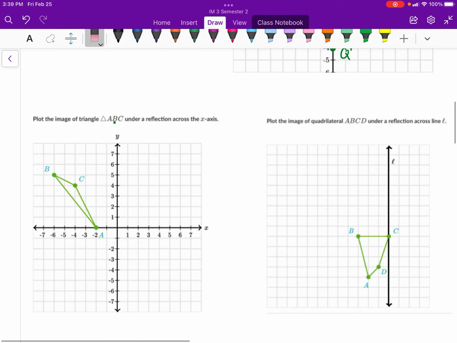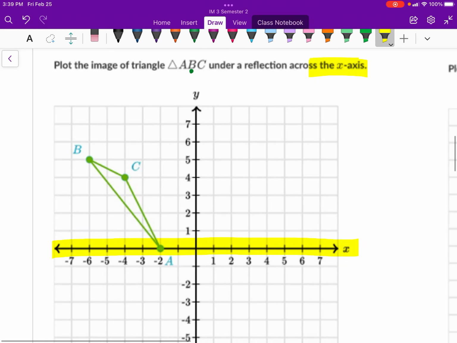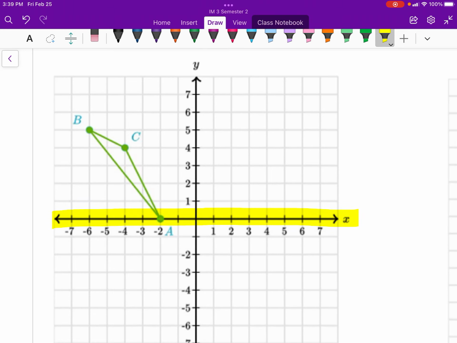So let's go ahead and move on to this next one. In this one, it says plot the image of triangle ABC under the reflection across the x-axis. So once again, now we're focused on a shape, and they want us to reflect it across the x-axis. Once again, the x-axis runs horizontally. Now, in this case, once again, we're counting the distance of each point from the x-axis. So for example, A in this case is actually on my x-axis. So my new point A prime is at the same location as A because it's exactly on the line.